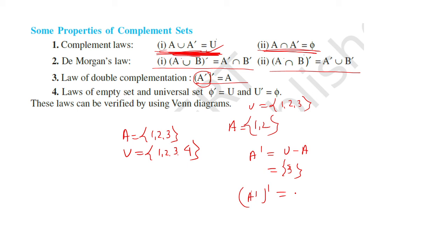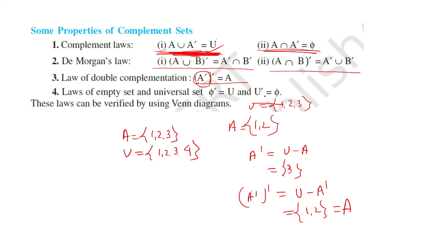Law of empty set. So phi complement is always U. Phi means nothing and U means everything from the set. So all those elements you have to take. So phi complement means U. U complement means phi. U is the universal set. If you try to find all those elements which are not present in U, then obviously this should be phi.